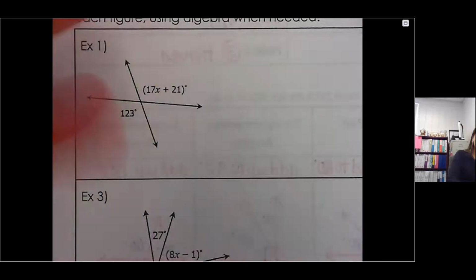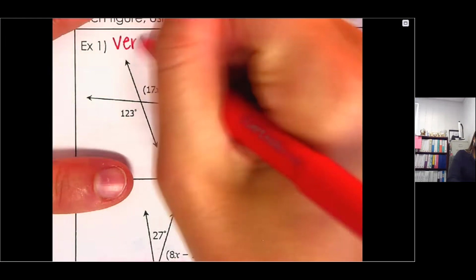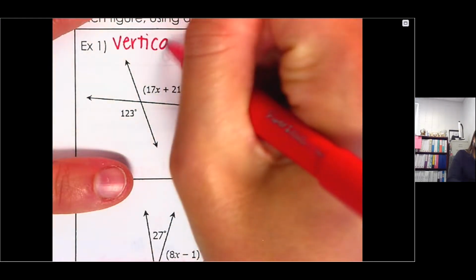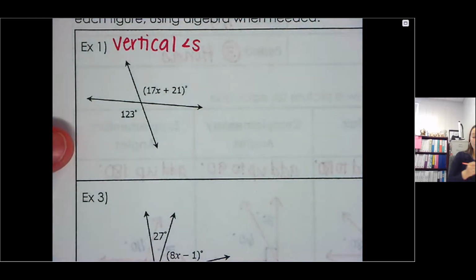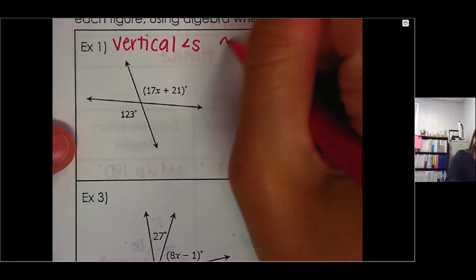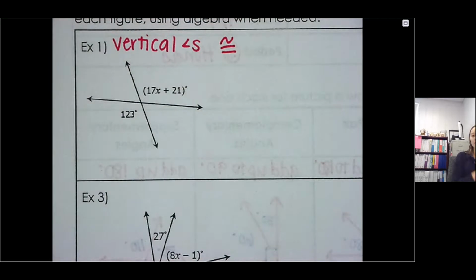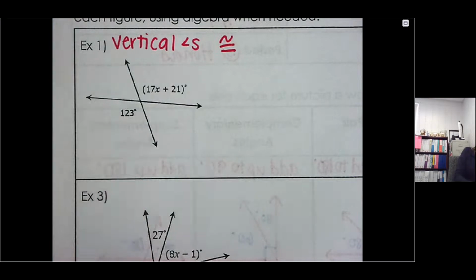These are vertical angles. They're across from each other. What do you know about vertical angles? They're the same. They are congruent. I'm going to put my congruent symbol. Okay. If they are congruent, this angle right here is worth 123 degrees.